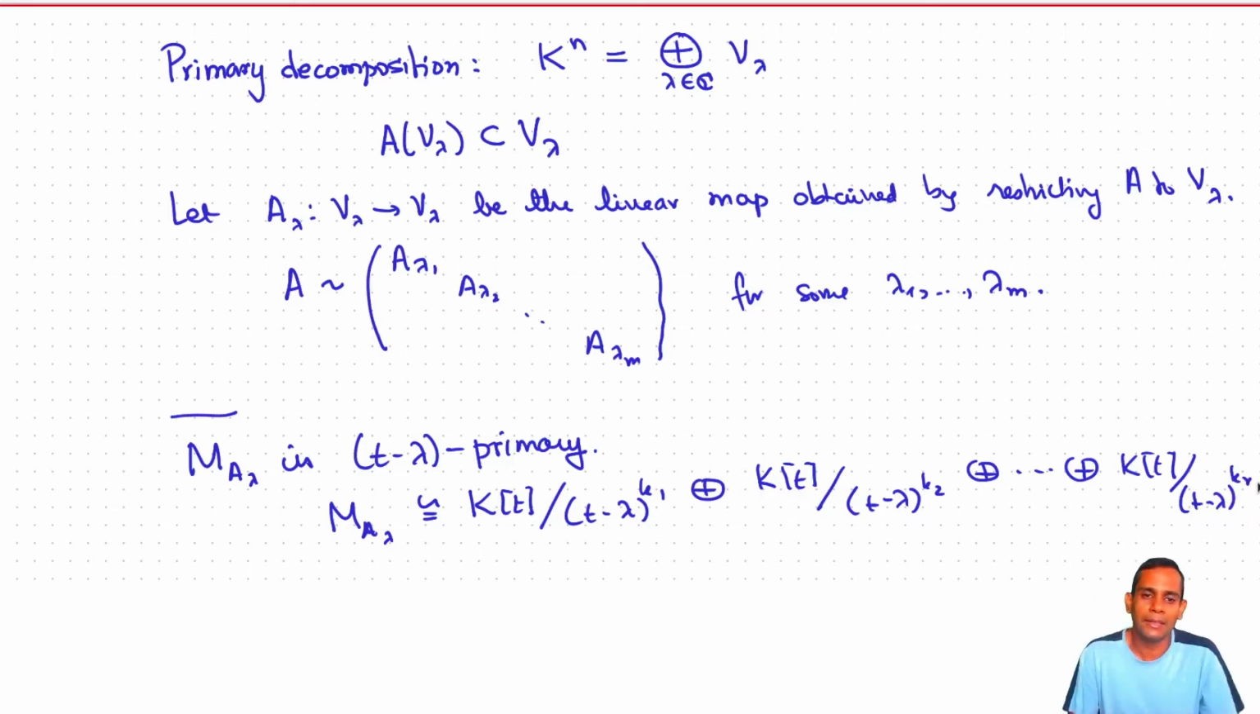Basically, if you have K[T]/(p(T)) occurring in a lambda-primary module, then we've seen that the polynomial p(T) has to be a power of T minus lambda. So only powers of T minus lambda can occur in the decomposition of M_A,lambda. And now let's see how to understand one of these.